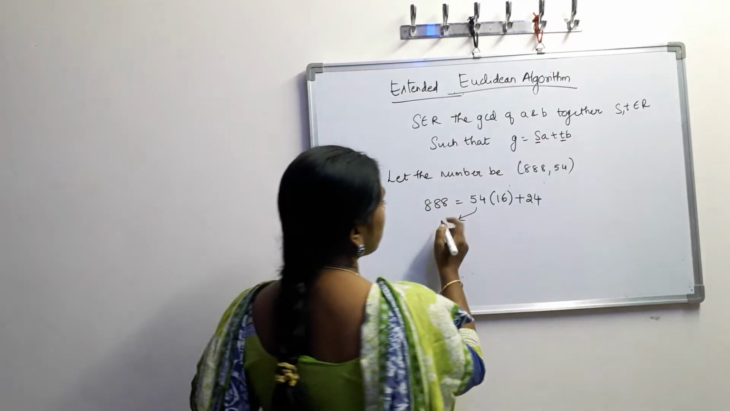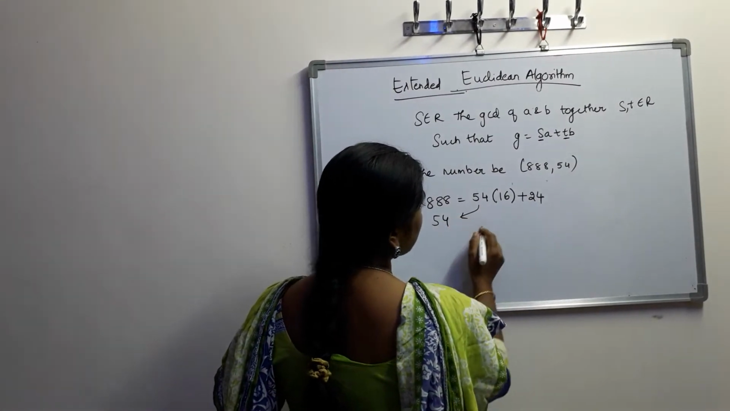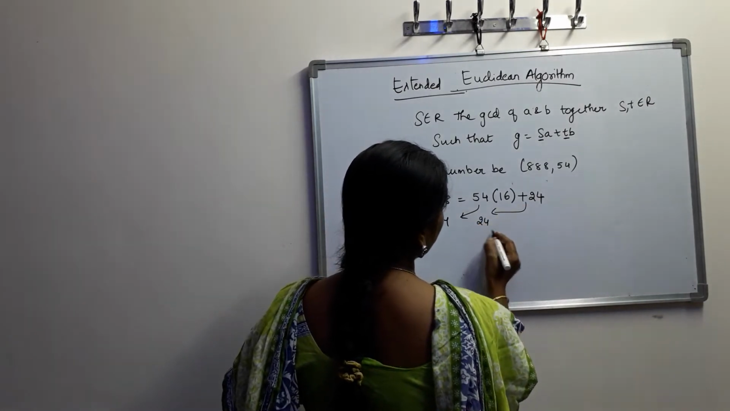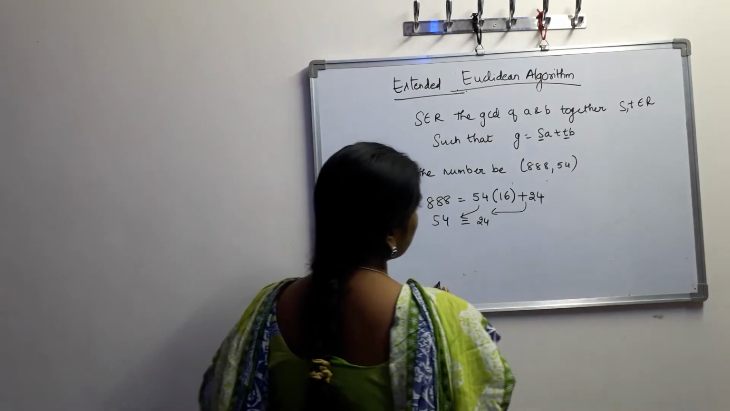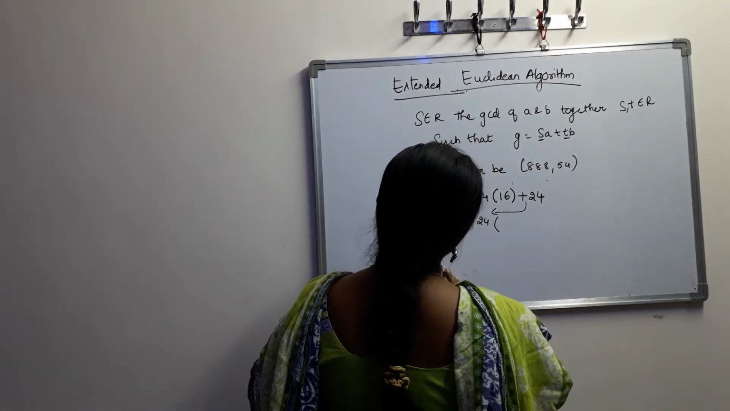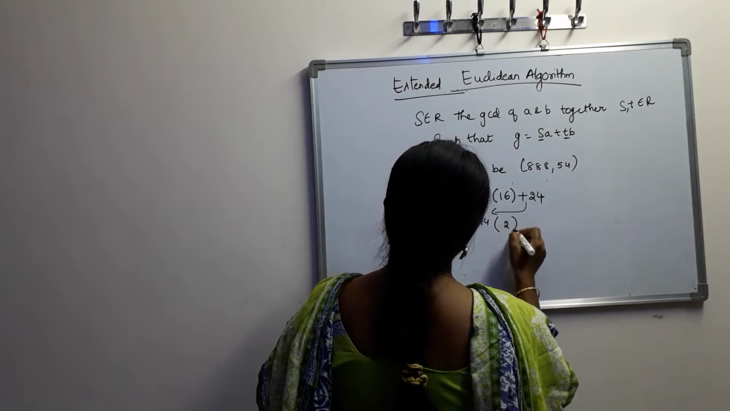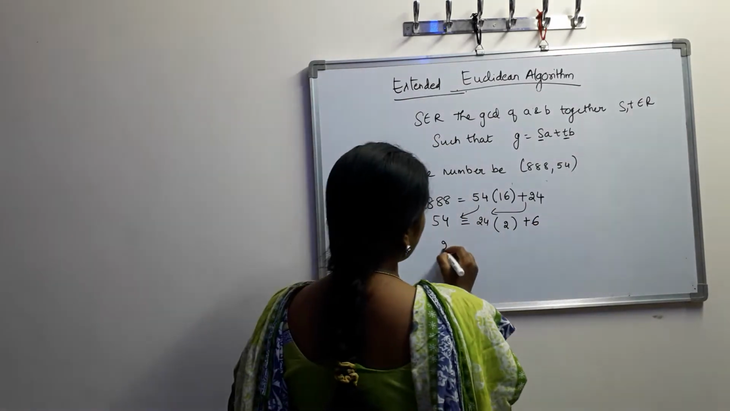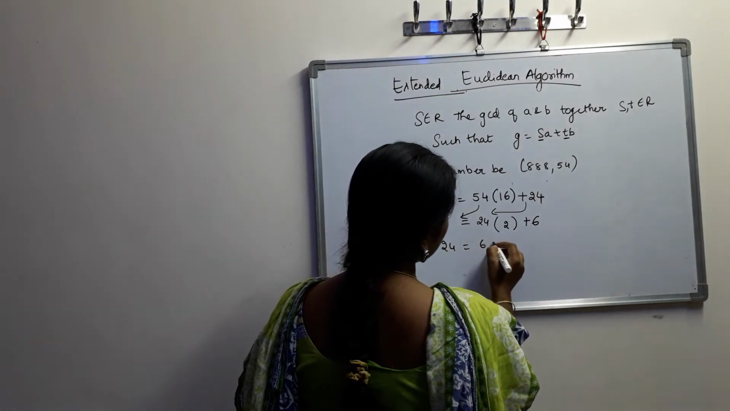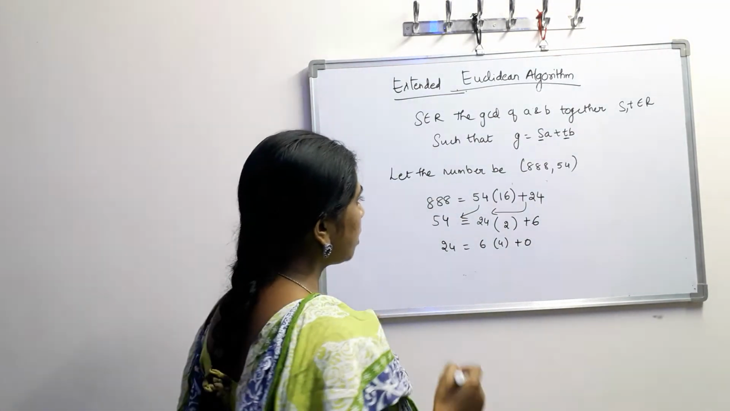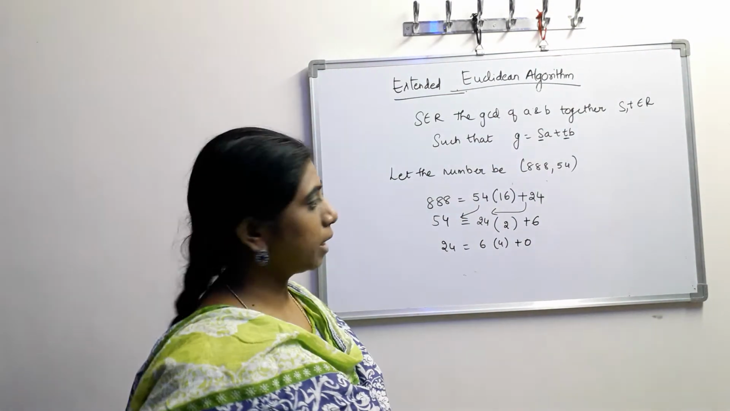Okay, then we are going to shift the 54 here. Then we are going to shift these values. So we are going to get 24. So 54 is equal to 24 into 2 plus 6. So here you are going to write 24 is equal to 6 into 4 plus 0. So this is the value you have got in the Euclidean algorithm.